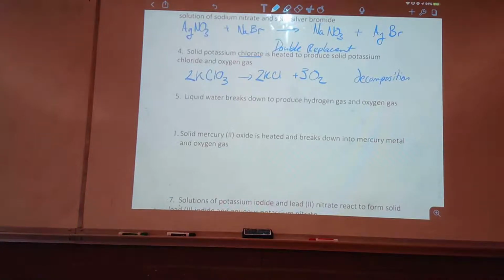Oh, we could put some symbols in too. There's lots we can do with these, right? We could just keep adding more features. We forgot the symbols in this one, so we could come in and put solid. We noticed that they said solid potassium, and they made gas, so I'll put a G for gas. Okay, liquid water breaks down to produce hydrogen gas and oxygen gas.